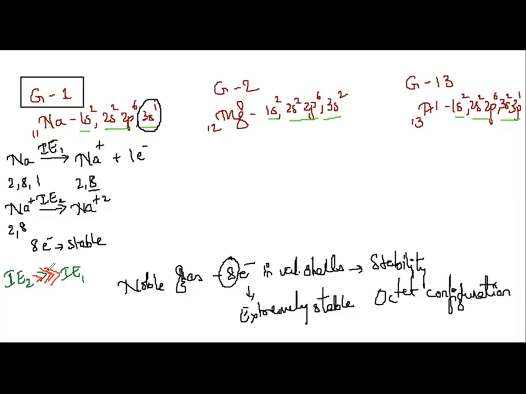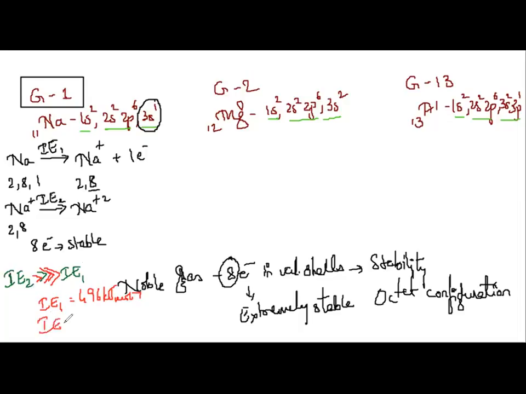Getting my point? It is very much more than the first ionization energy, not only in the case of sodium but in the case of all the elements of group 1. Yes, the first ionization enthalpy of sodium is 496 kilojoules per mole. That means to remove an electron from 1 mole of sodium atoms, I need 496 kilojoules of ionization energy.